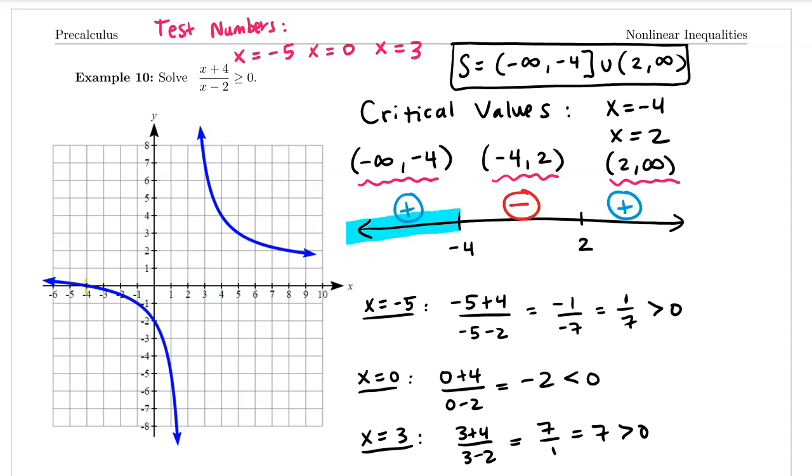That's everywhere before -4 and after +2, which is going to, again, give us this answer that we've gotten previously. And then we have to check the endpoints. -4 would give us 0, so -4 is included in our solution set, and 2 would be excluded because we cannot plug in 2, or else the denominator would end up equaling 0.